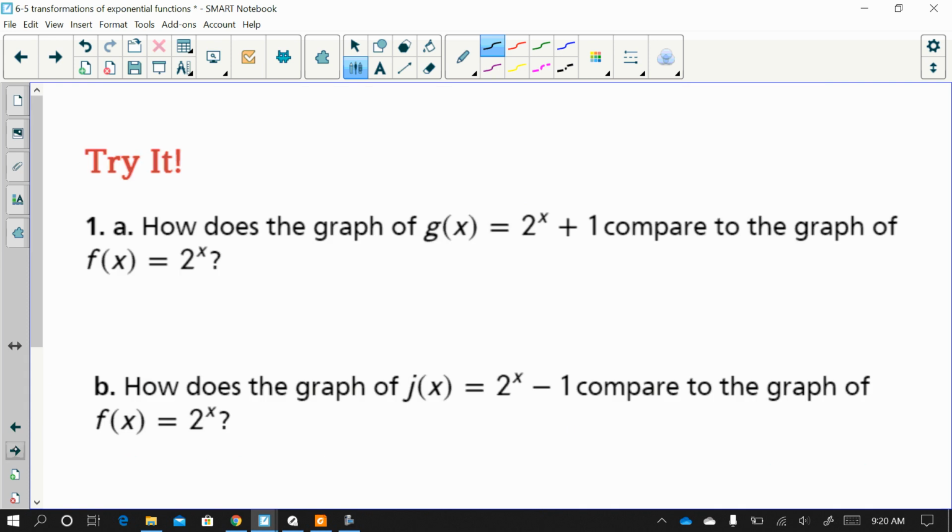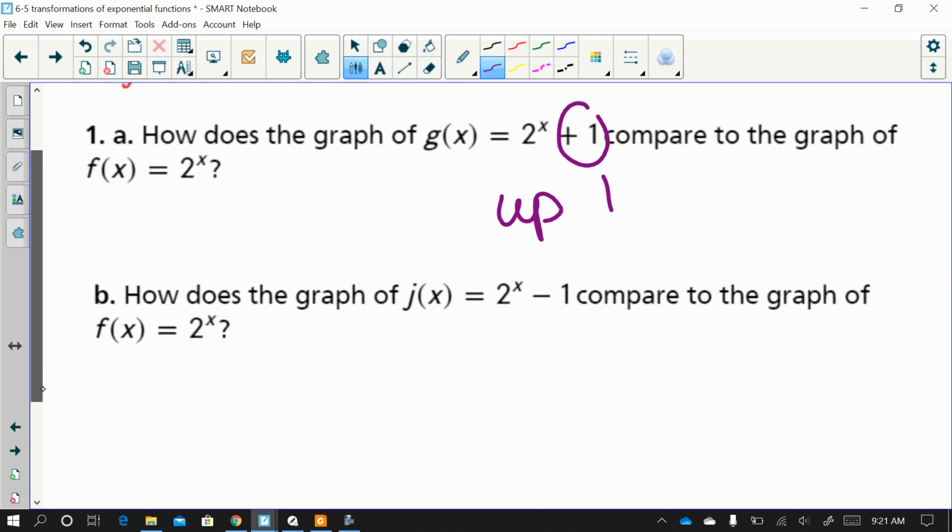Okay, so here's a few problems for you to try. Please pause the video and actually try these problems. See if you get them right. Part A, how does the graph of g of x equals 2 to the x plus 1 compare to y equals 2 to the x? Well, this plus 1 just tells me it moves up 1.